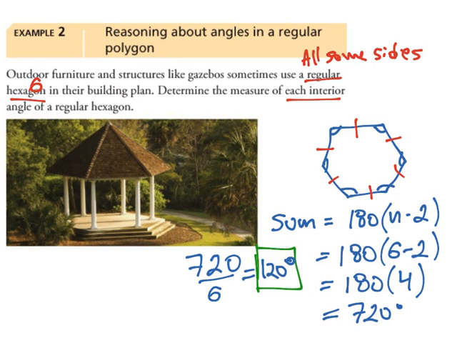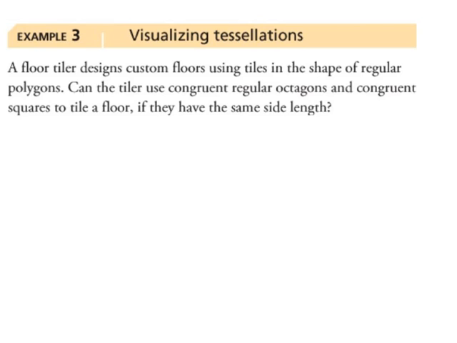Let's take a look at our next example. A floor tiler designs custom floors using tiles in the shape of regular polygons. Can the tiler use congruent regular octagons, so octagons are 8-sided figures, and congruent squares, that means 4-sided, to tile a floor if they have the same side length? So they have all the same side length. Now this is really difficult to imagine and see. You probably have to read the question a couple of times.